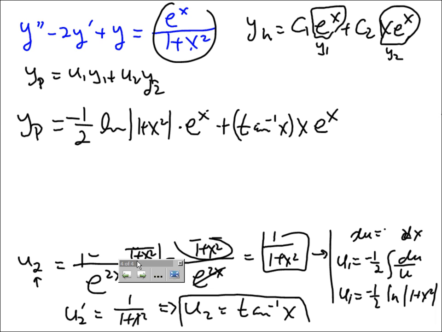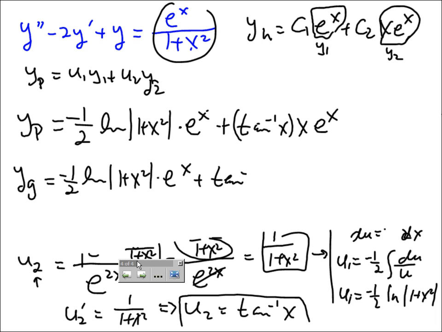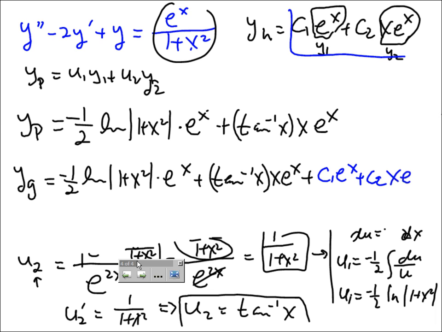Okay. So the general solution is just addition. It's the particular solution, which I just wrote down, plus the homogeneous solution. C1 e to the x plus C2 x e to the x. There it is. Let's try another one. Once you start to catch on, this is very mechanical.